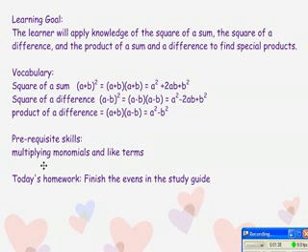Prerequisite skills. You need to know how to multiply monomials, because you will have to do that, or square them. And you need to know what like terms are in case there were any, but there shouldn't be any if you do it correctly. Today's homework will be finish the evens in the study guide. So we'll go through the odds. You will have to do the evens for homework.